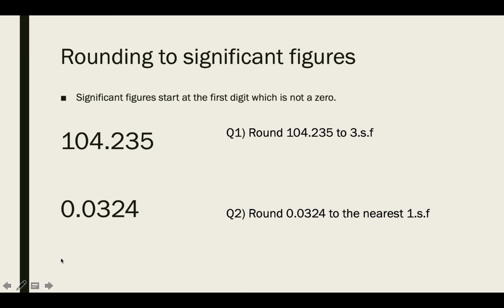And then so this is the first significant figure, this is the second, and this is the third. Whereas on here, this is the first, second, and third. So we have a look at question 1 now. Question 1 is asking you to round 104.235 to 3 significant figures. So we identify our third significant figure, which is 104. It's 4. And we look at the figure to the right, which is the decider.